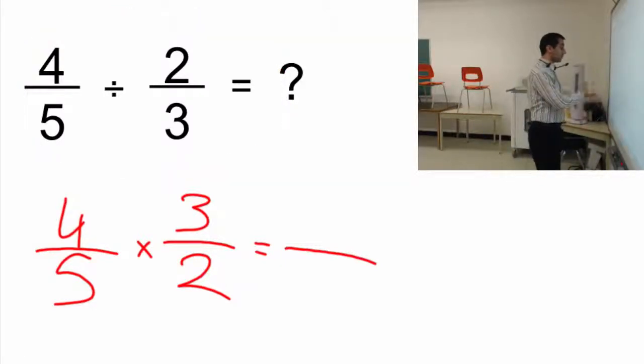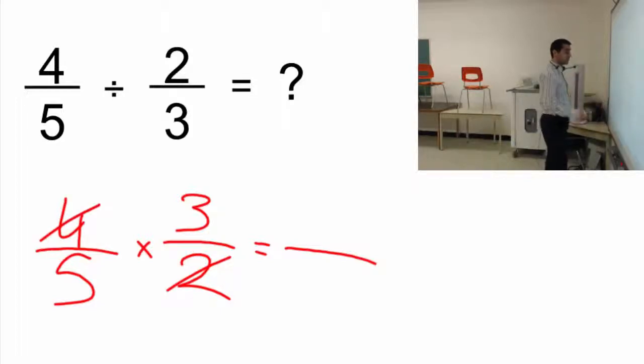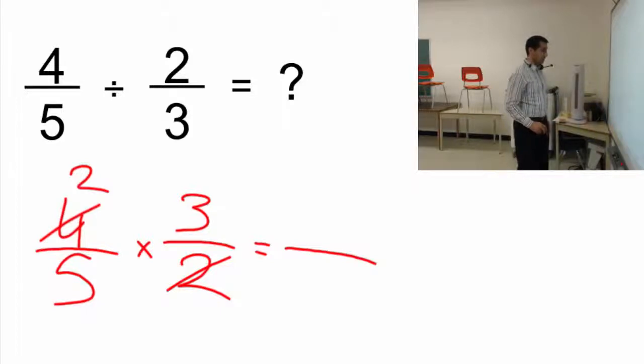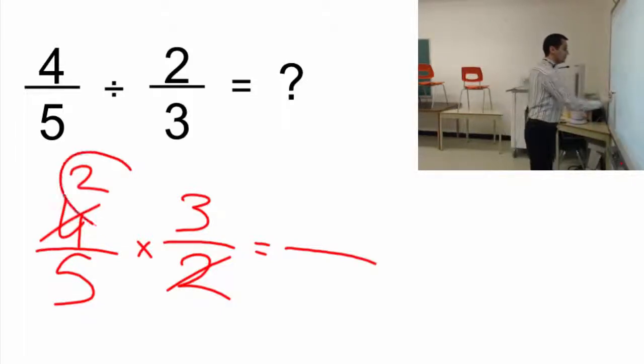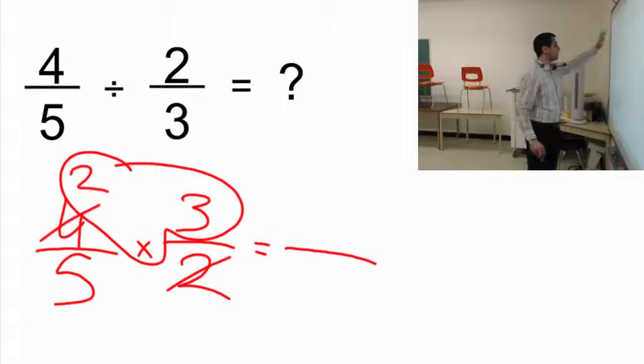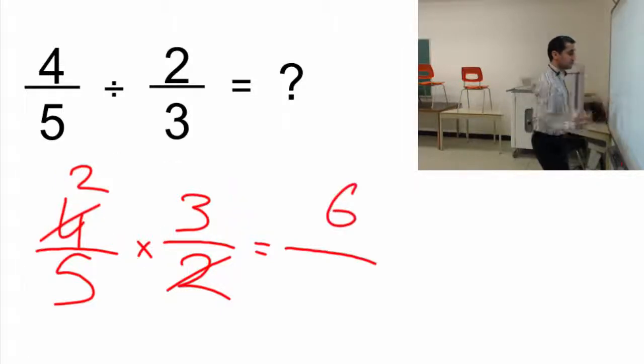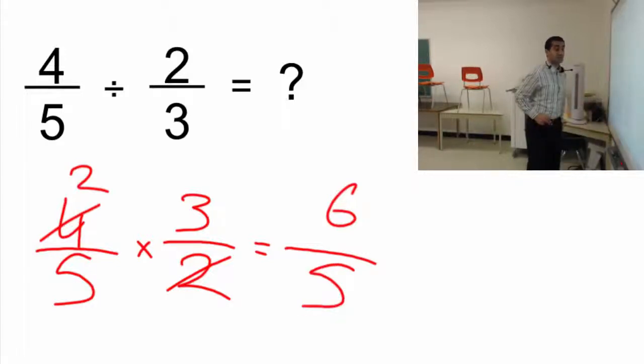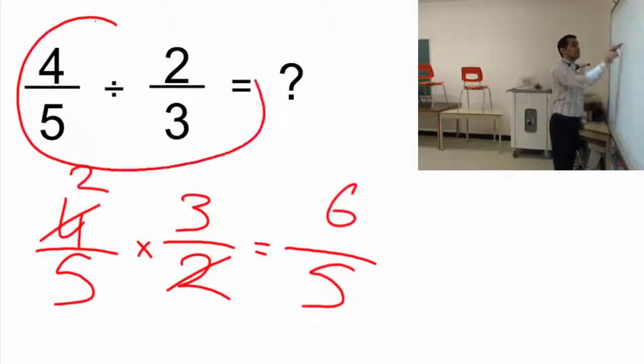Alright. And before I go ahead and do the multiplication, I see if I can cancel out some numbers. Yes, 2 will cancel out here. 4 divided by 2 is 2. So nothing else to cancel each other. 2 times 3, which is 6, divided by only 5. 6 divided by 5 is the answer for the original question here.